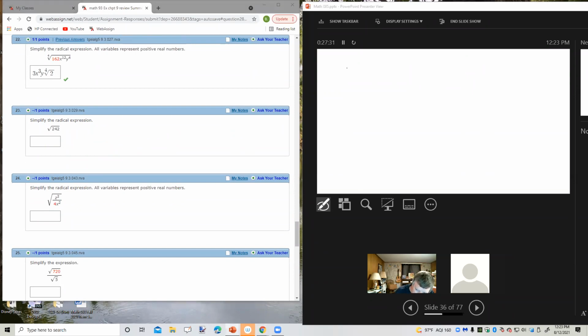Okay, here we go. Square root of 242, simplify the radical. 242 is 2 times 121 is 2 times 11 times 11. So this is 2 times 11 squared. The 2 is going to stay inside. The square root of 11 squared is 11, so I get 11 square roots of 2.